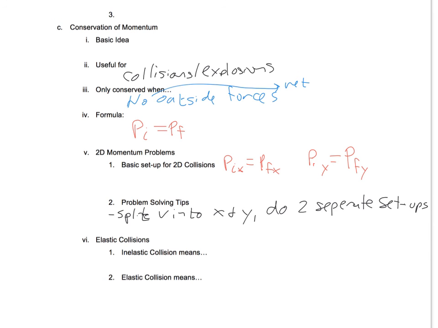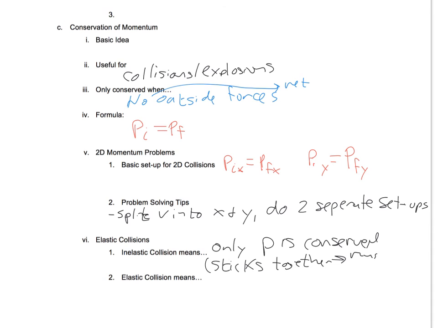Last thing, this idea of elastic and inelastic collisions. Inelastic collisions means that only momentum is conserved if there are no outside forces. By the way, if an object sticks together, that means for sure that it is inelastic. If it doesn't stick together, we still could have an inelastic collision, but if it sticks together, it has to be inelastic.